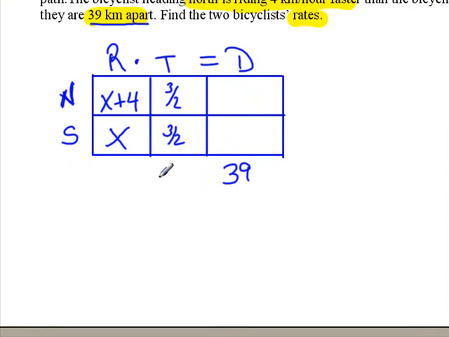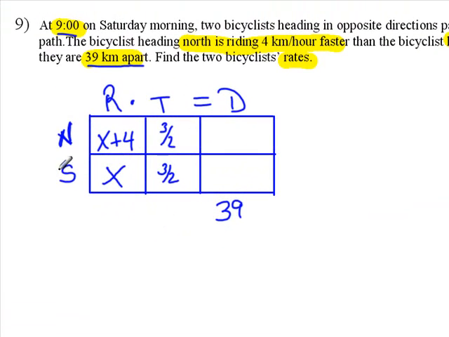Sometimes we look at a total time, and sometimes that's a more difficult problem. Sometimes we look at a total rate. But often we're looking at a total distance, at least in this level of math class. So that goes here. Rate times time equals distance. The southbound person has a rate of x and a time of 3/2. If I multiply those together, I should get that person's distance. So that southbound person went 3/2 x kilometers total out of the 39.